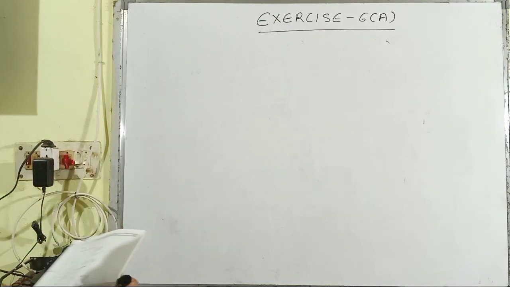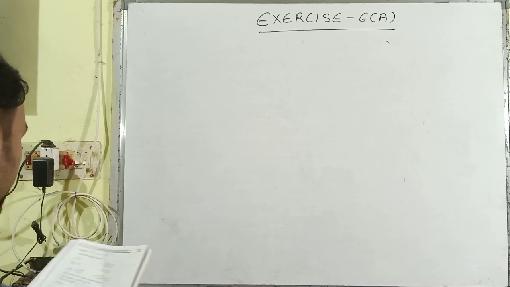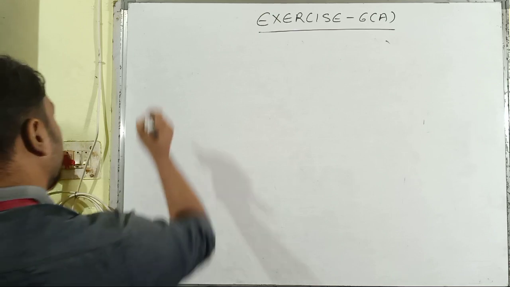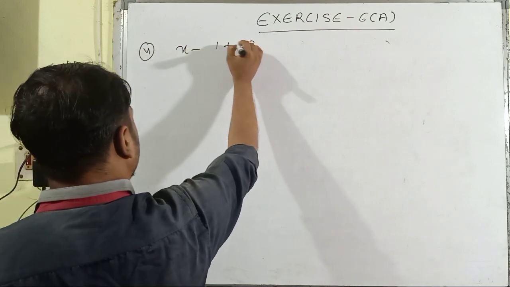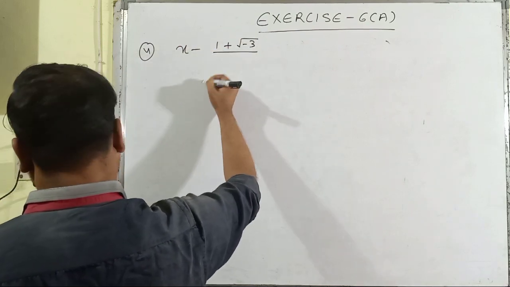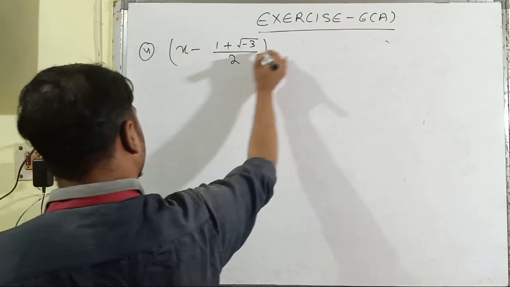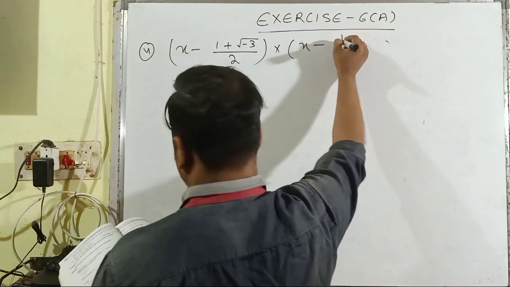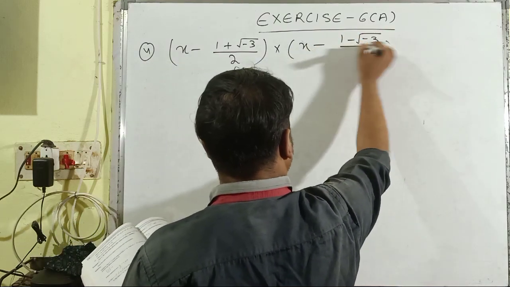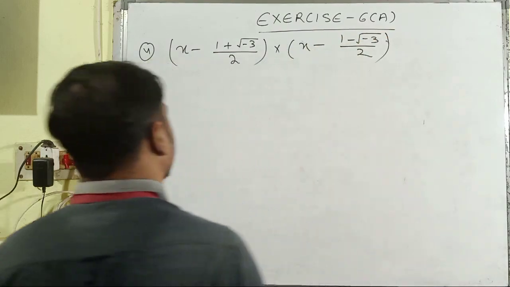And this is the answer for the number 3 problem. Then moving towards the number 4: x minus (1 plus square root of minus 3) divided by 2, and we have to multiply it with x minus (1 minus square root of minus 3) divided by 2.